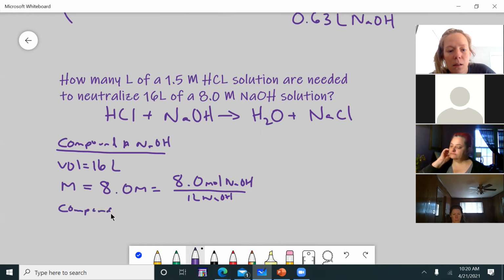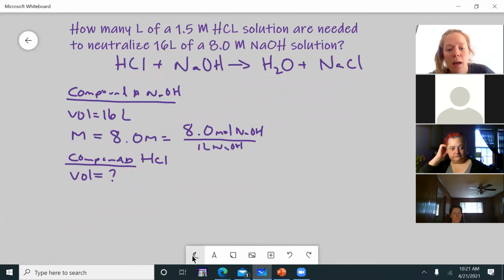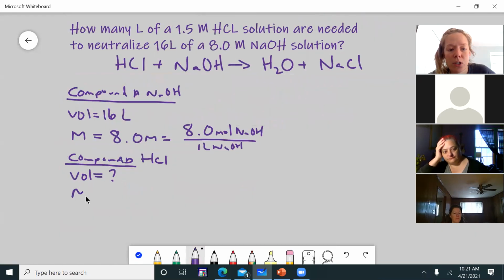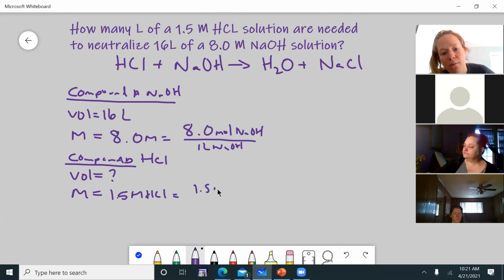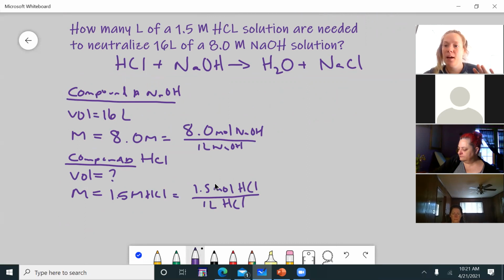Compound B is the other guy. So in this case, it is HCl. We don't know its volume. So just like the last problem, we're trying to solve for volume. We do know its concentration. The concentration is 1.5 molar HCl. Again, I'm going to right off the bat just change that to 1.5 moles of HCl for every 1 liter of HCl solution. I'm going to stop there.